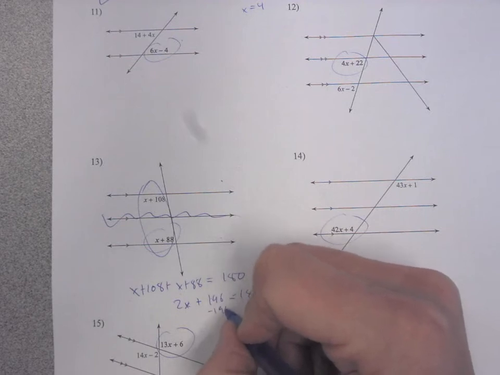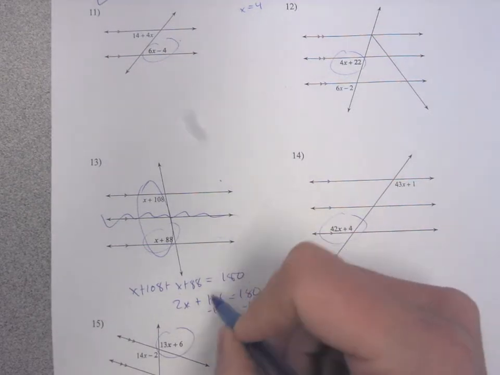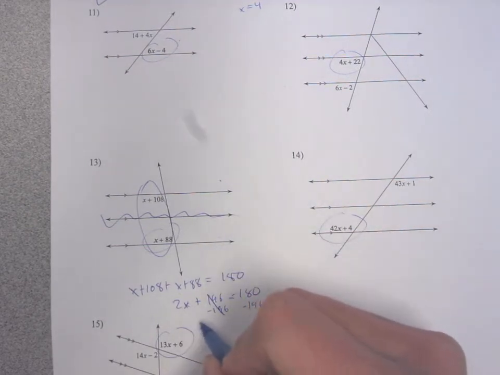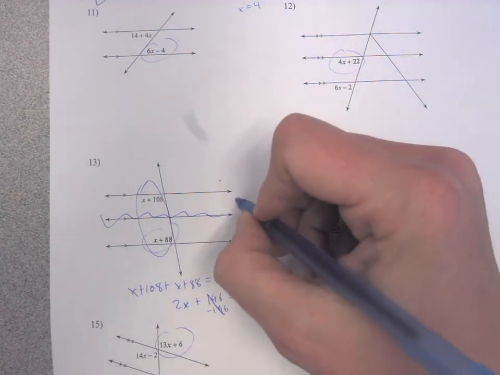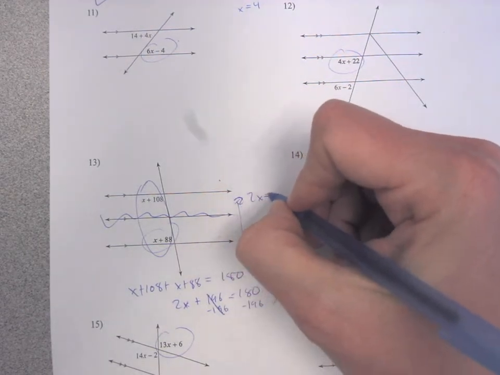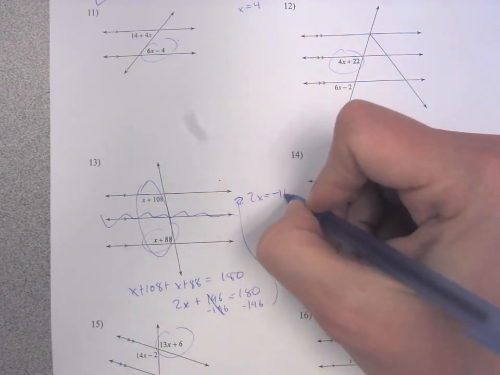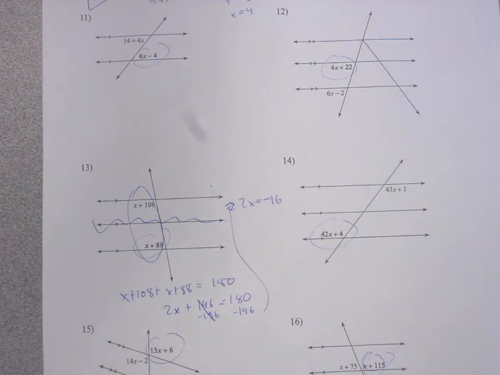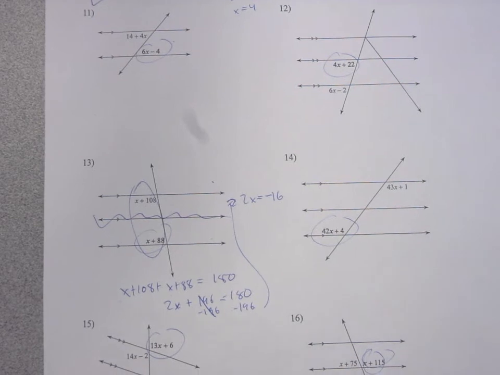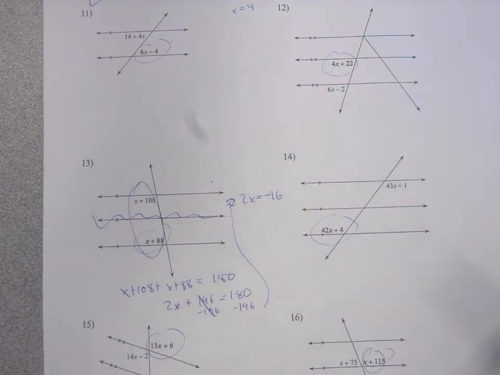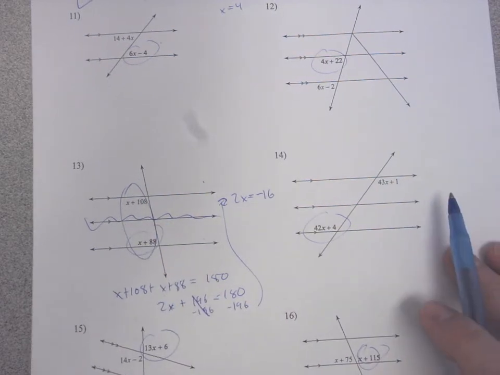Subtract 196 from both sides, and that's going to give us 2x is equal to negative 16. Now you might be thinking, whoa, what happened? How come we're getting negative angles? Well, we're actually not getting negative angles. x is going to be negative, but that's okay. If we take a small negative number and add it to 88 or 108, it's going to be fine. So don't worry about that.